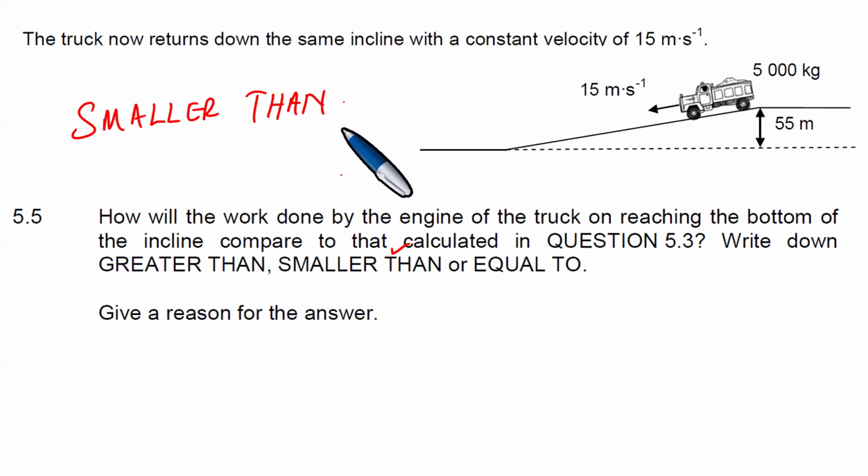Take note of that. So we are then saying, how will the work done by the engine of the truck on reaching the bottom of the incline compare to that calculated in 5.3? Write down greater than, smaller than, or equal to. Give a reason for the answer. So it will most certainly be smaller than, because it is much easier to go down. But let's give a reason for the answer.